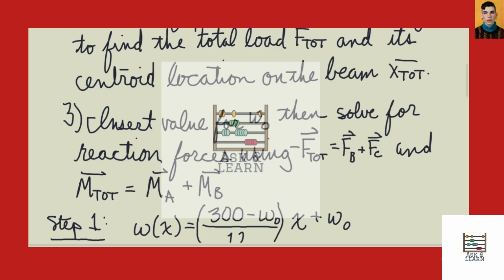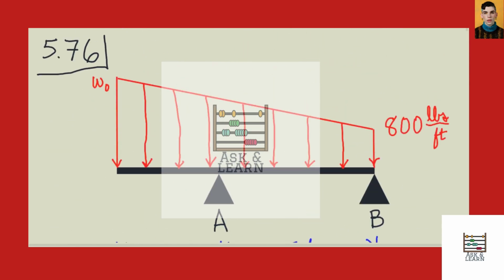My apologies. I just double-checked the problem, and I miswrote the value here. It's not 800 pounds per foot. It is 300, as is correctly stated in my equation. Fix that real quick. Sorry about that.